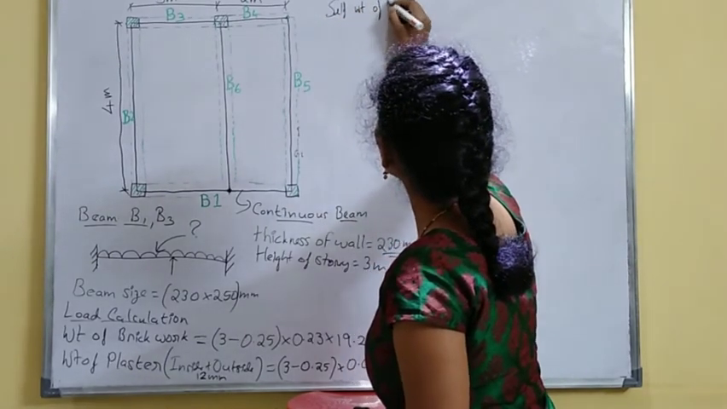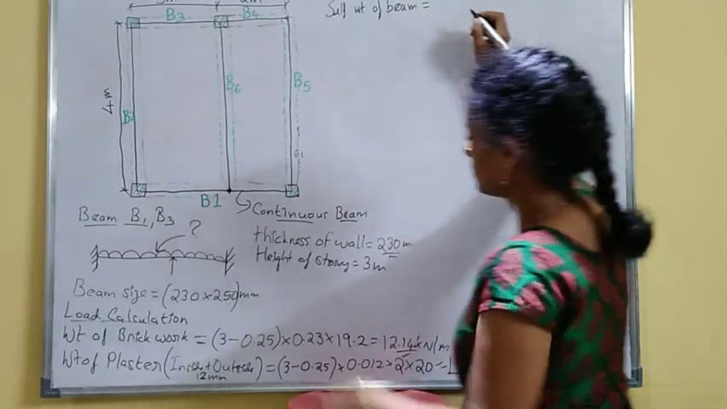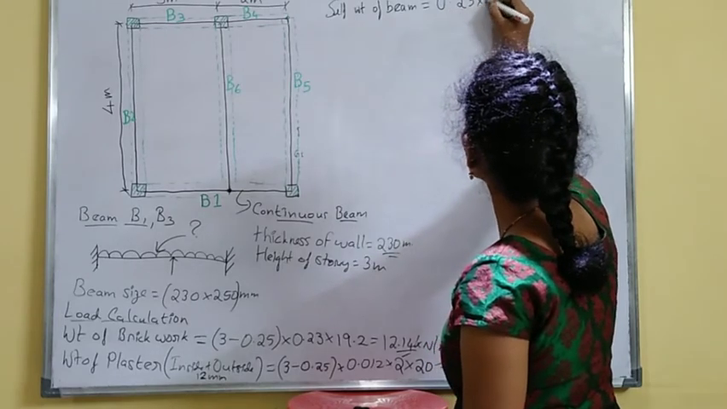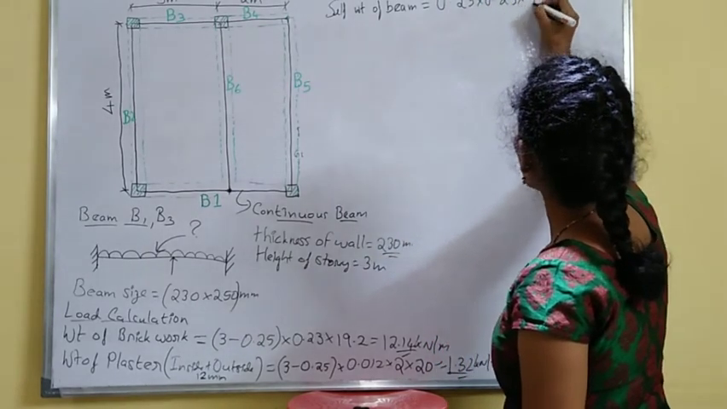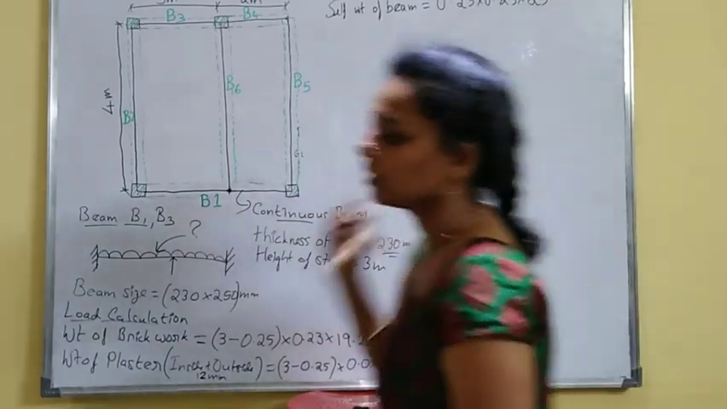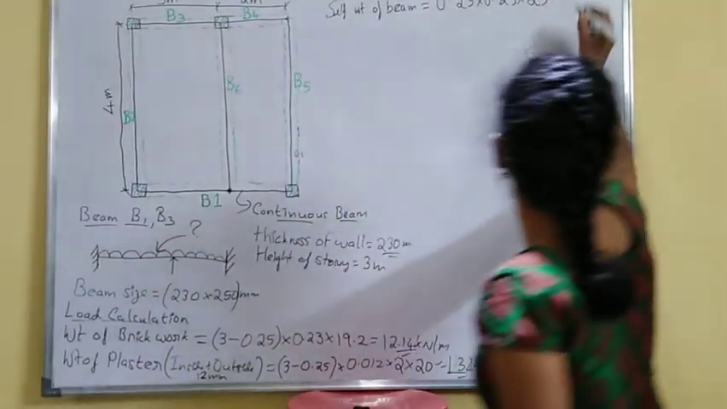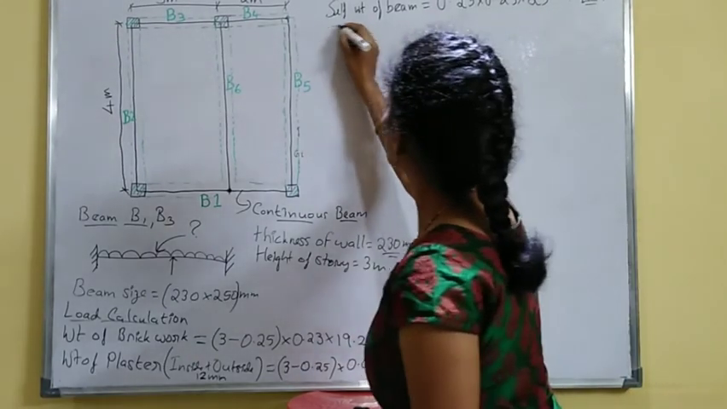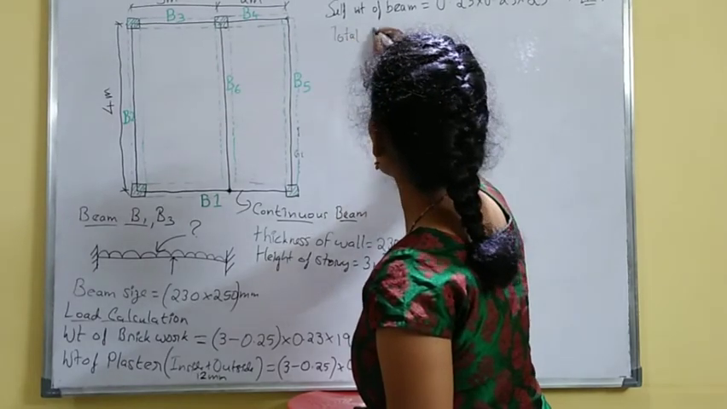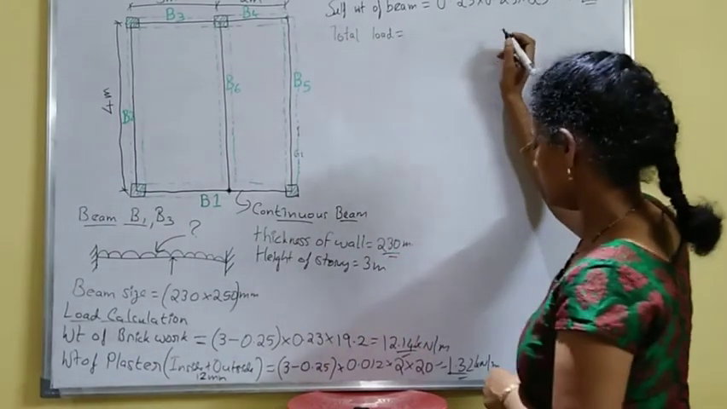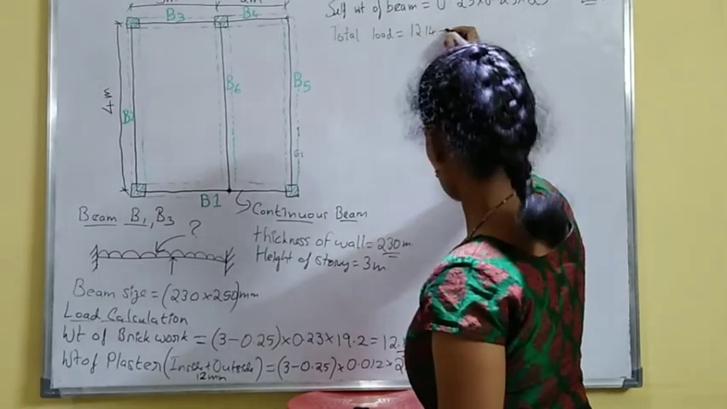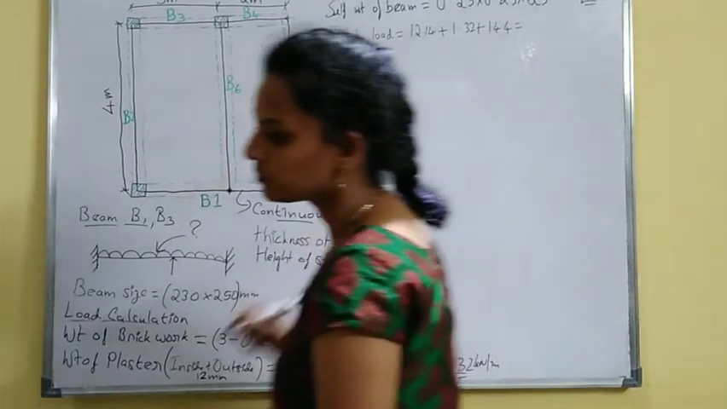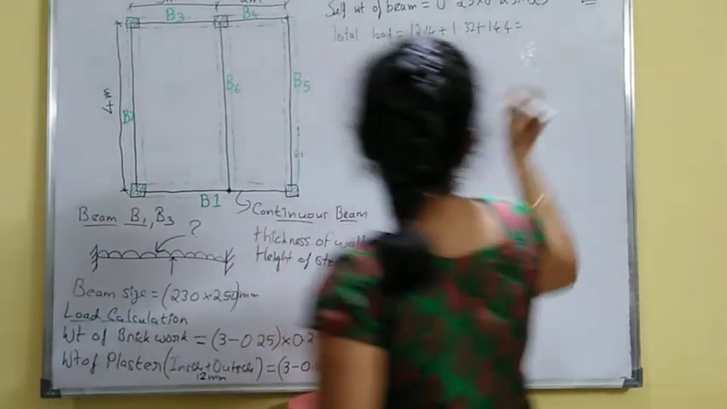Next, self weight of beam. Beam cross section is 230 by 250. Write it in meter, 0.23 by 0.25. Density of concrete is 25. So it is 1.44 kilonewton per meter. Therefore, total load, add all: 12.14 plus 1.32 plus 1.44, that is nothing but 14.9 kilonewton per meter.